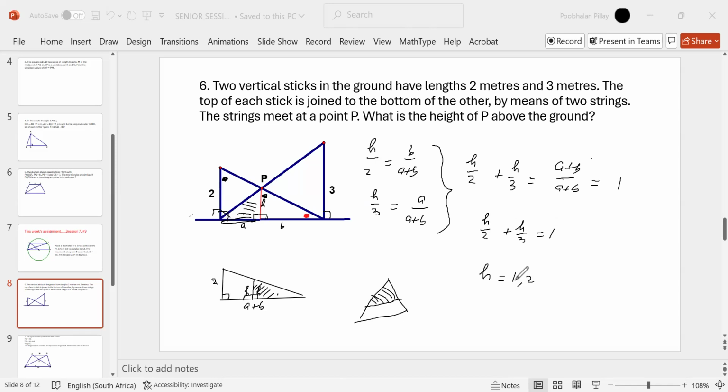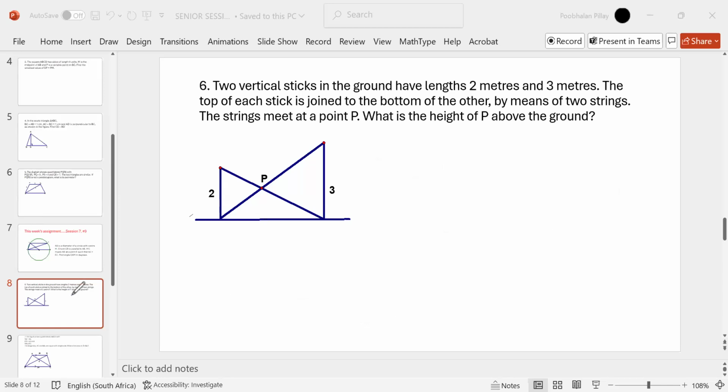It turns out it's 1.2 meters. So that's interesting, that this height here is always the same. It's always 1.2 meters, no matter how far apart these poles are. I found that very intriguing when I first saw it, because it shows you the power of mathematics. Your intuition can be quite deceptive, but the mathematics doesn't lie.